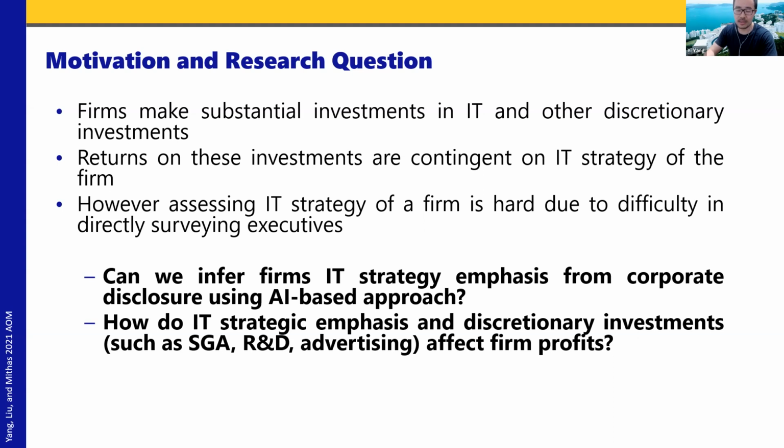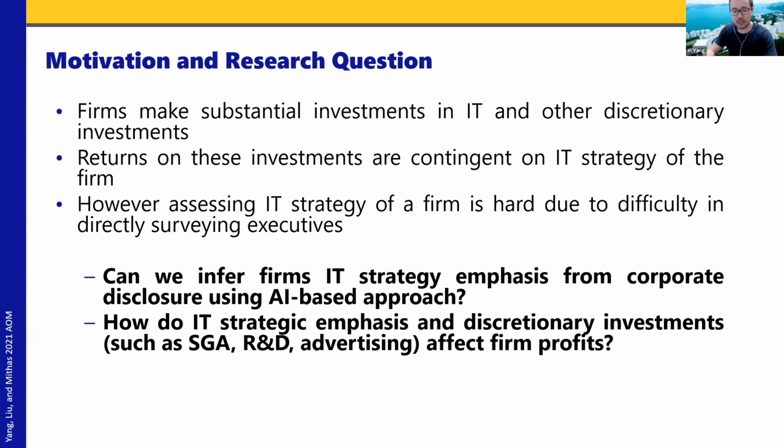Prior research has shown that the return on these investments really depends on the IT strategy of the firm. So the firm's IT strategy is very important. In general, there are three major IT strategy types. The first is revenue emphasized, which means firms use IT investments for revenue generation. Another is cost emphasized, which means the firm uses IT investment for improving efficiency and reducing cost. And also a dual emphasized strategy, which uses IT investment for both revenue generation and cost reduction.